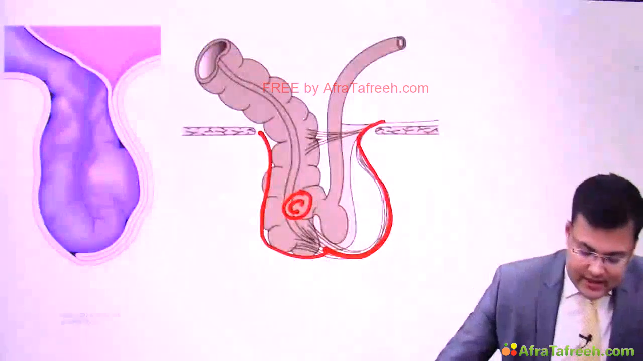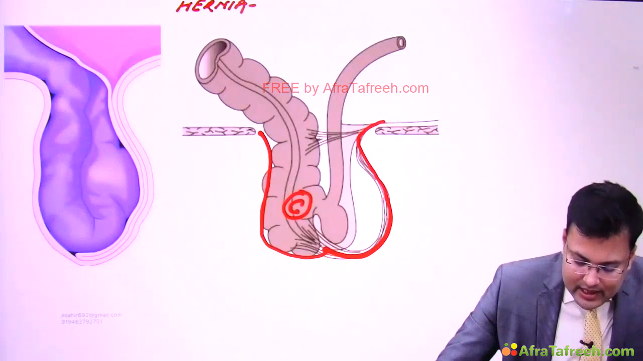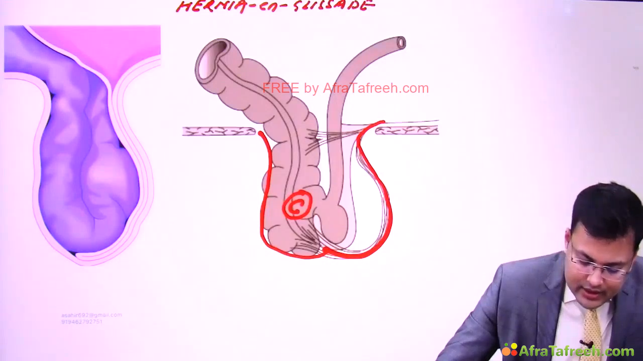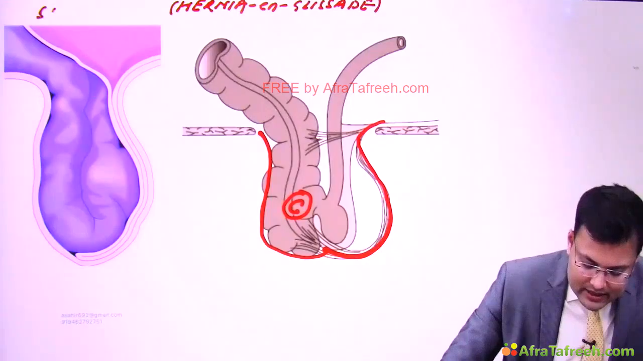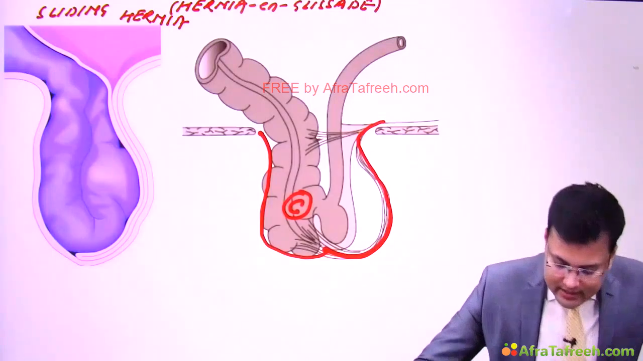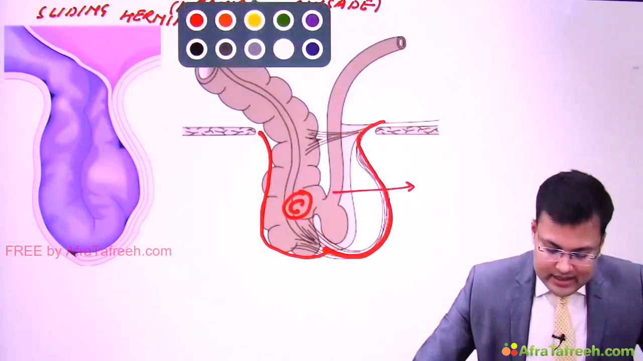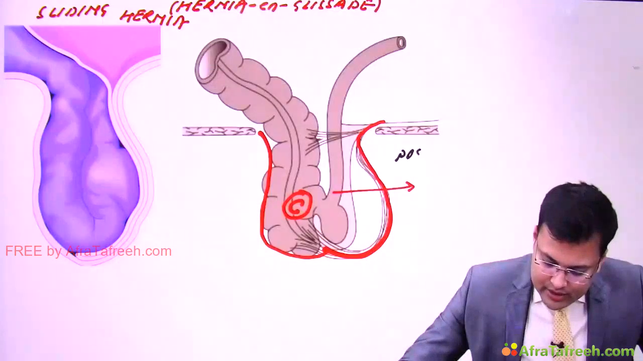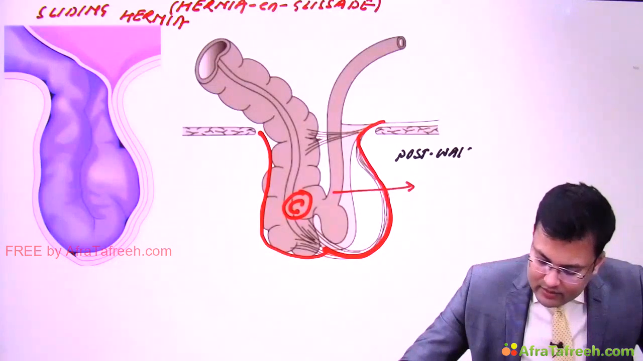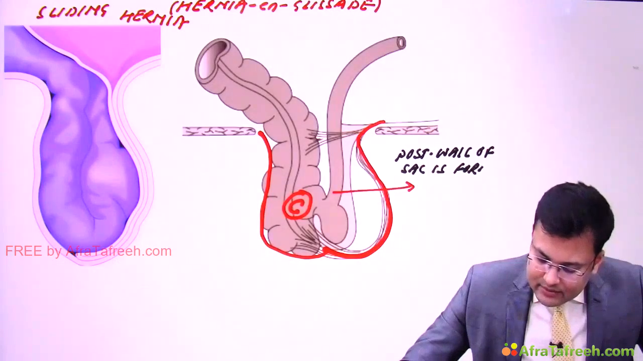So what's the name of this hernia? This is known as hernia inglicid, and the common name which we use, it is also known as what? Sliding hernia. So what is the special feature in this sliding hernia? That posterior wall of sac is formed by the viscera.